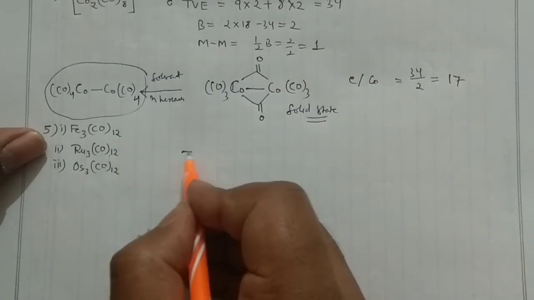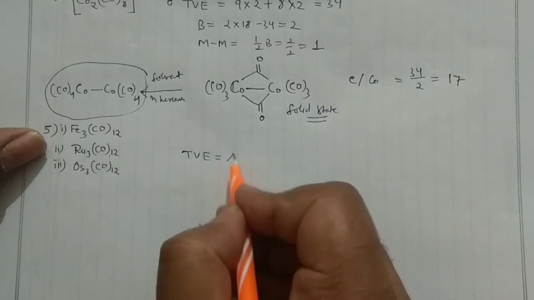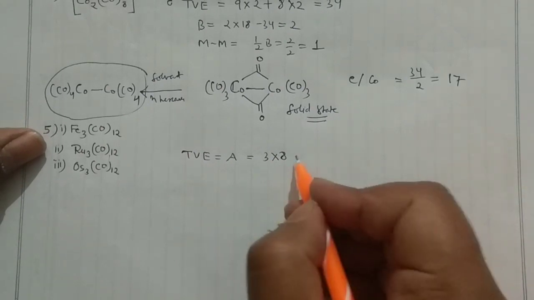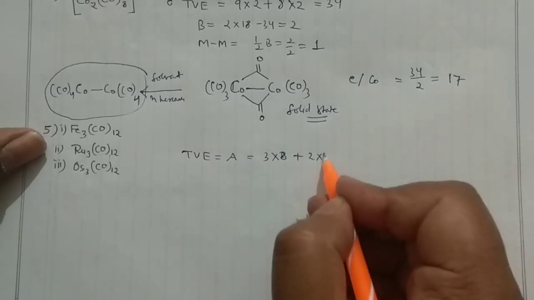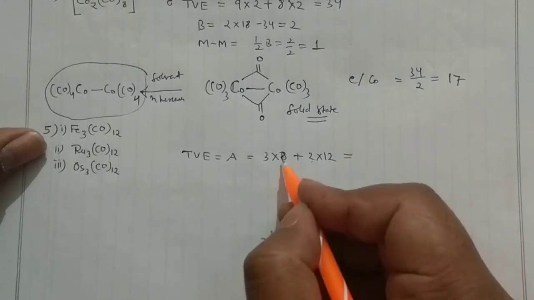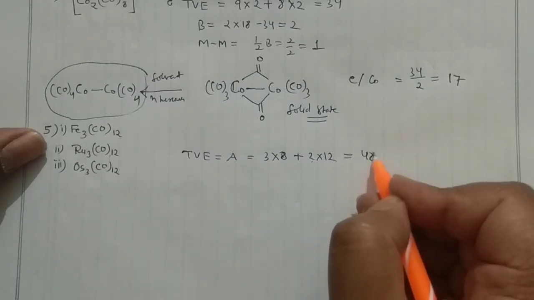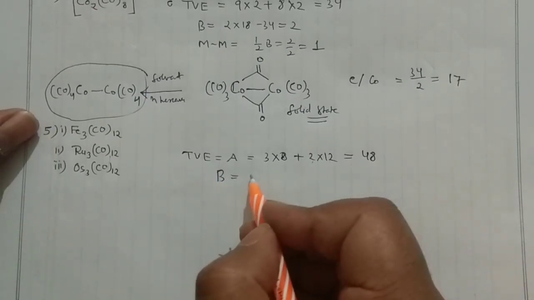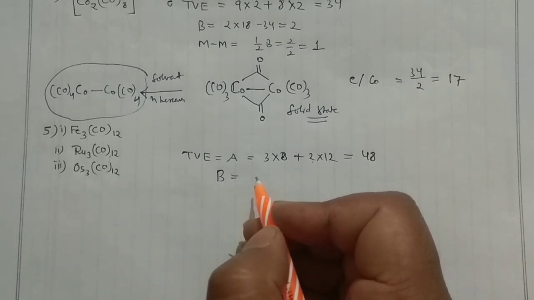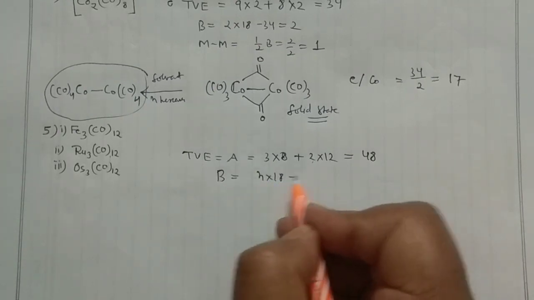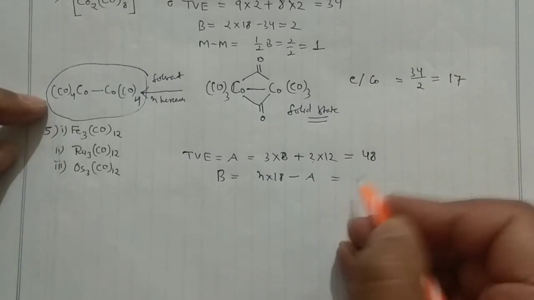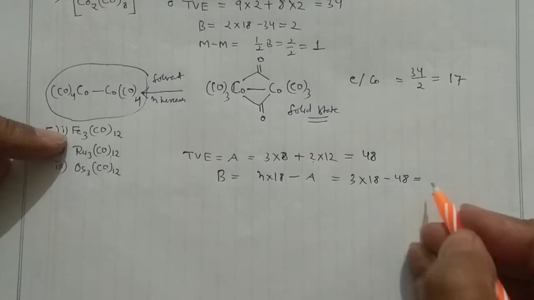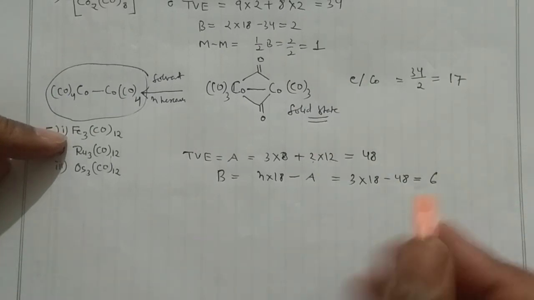Okay, so how you can determine it, again I am going for this one. The total valence electron, that is TVE, which I am calling A, would be equal to 3 into 8, there is no problem, plus 2 into 12, that is 24, and 8 into 3 is 24, that is 48 it is giving you. And if you determine the value of B, if you know the formula, then you can easily determine it. This was the formula: n number of irons, 3 irons are there, 18 into 3 minus 48. This will give you 6, I suppose.